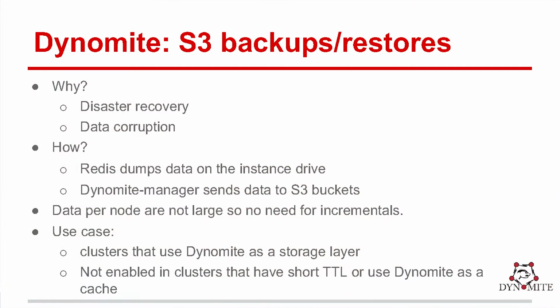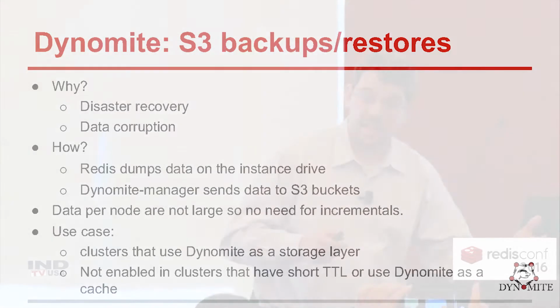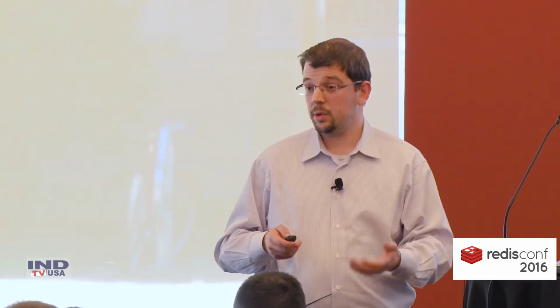We also have S3 backups. As I said before, we have two use cases for Dynomite and Redis. One is as a cache, and one is as a data store. And for those people that use Dynomite as a data store, we definitely don't want to lose their data. In order to do that, some customers have asked that they want to back up their data to S3. There's another use case about data corruption. Sometimes software engineers may make mistakes. They may change some data, and therefore they want to roll back to the data from a previous day.